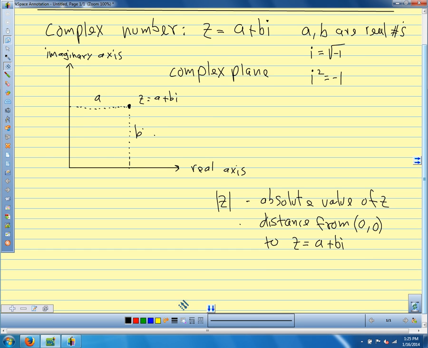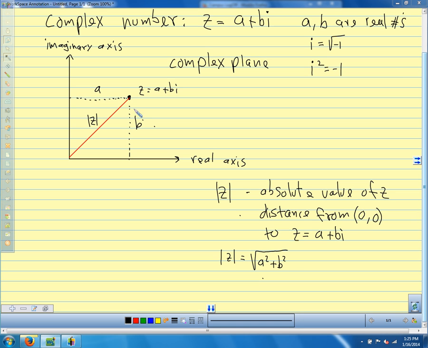So we're talking about this distance. The length of this segment is the absolute value of z. And the way we come up with the absolute value of z should be familiar by now. Square root of a squared plus b squared. So it's just the length of the hypotenuse of this right triangle. So we call that the absolute value of our complex number. And we're going to do something else with that absolute value in just a second.